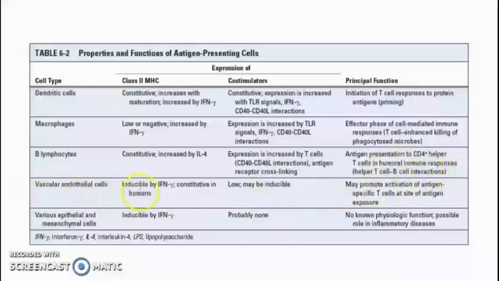Vascular endothelial cell: inducible by interferon gamma and constitutive in humans. Low co-stimulator, may be inducible. May promote activation of antigen-specific T cells outside of antigen exposure. Various epithelial and mesenchymal cells: inducible by interferon gamma, probably no co-stimulator and no known physiologic function, possible role in inflammatory disease.